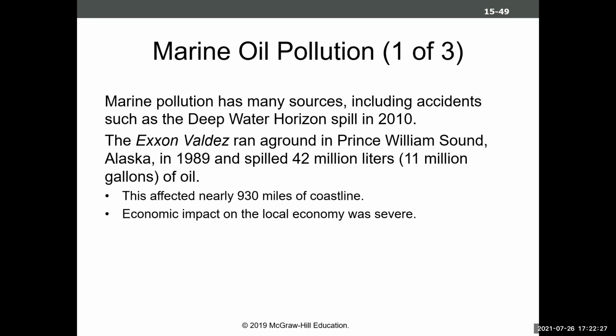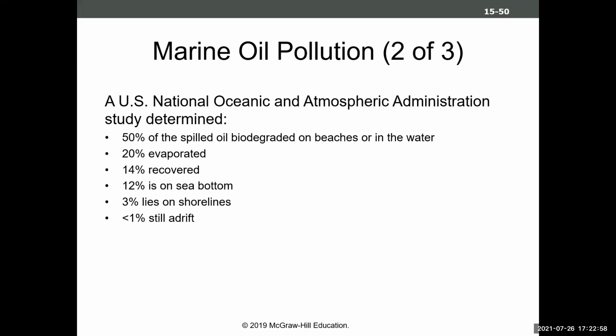There are also sources of marine oil pollution. We talked about this some in an earlier chapter. So the oil pollution can come from accidents, like the Deepwater Horizon spill or oil tankers crashing or running aground and leaking. But a lot of the marine oil spills come from, on average, just transportation uses.